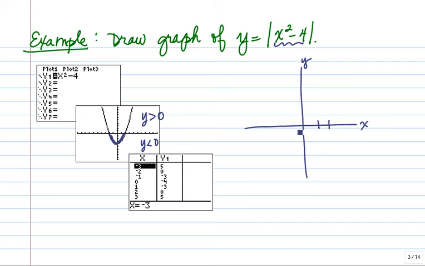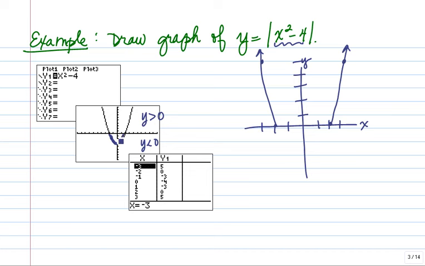So let's look at this graph. Let me see some points here. 3, 5 is on my graph. Negative 3, 5. 2, 0. And negative 2, 0. See, those points are going to be unchanged when I take the absolute value, because the absolute value of something that's positive or 0 stays that positive or 0 value. So the only things that are going to change is where it's negative.